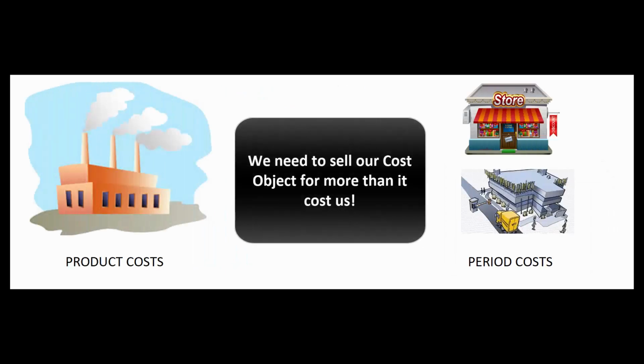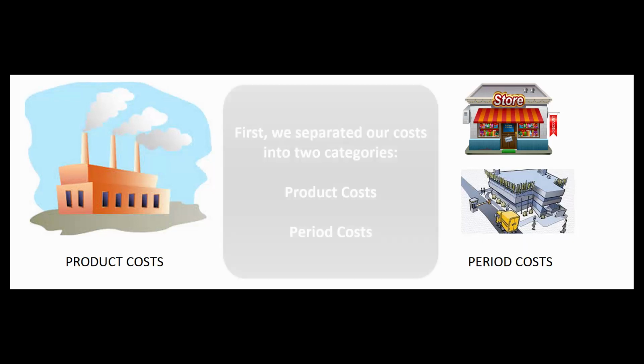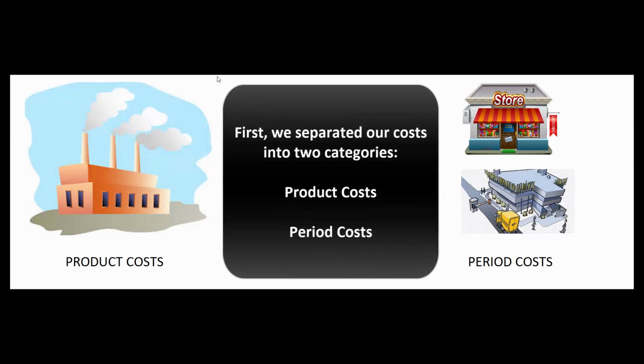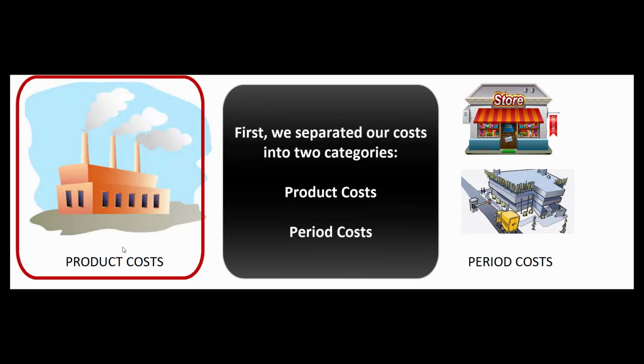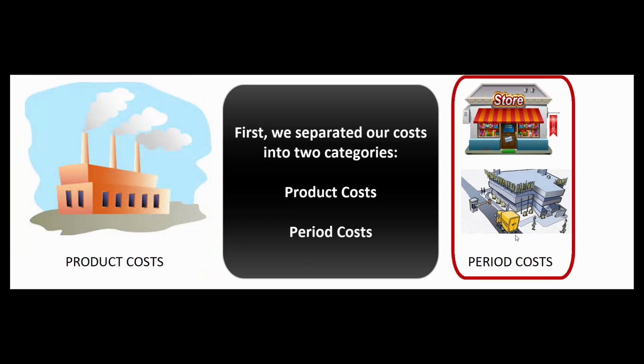All right, so let's say we're making dining room tables. Then our cost object is our dining room table. We want to know how much it costs us to make that dining room table, so we know that we have to sell it for more than that to make a profit. The first thing we did was we separated our product costs, stuff inside the factory, from our period costs, stuff incurred outside the factory. Well, what do we do with the product costs then?